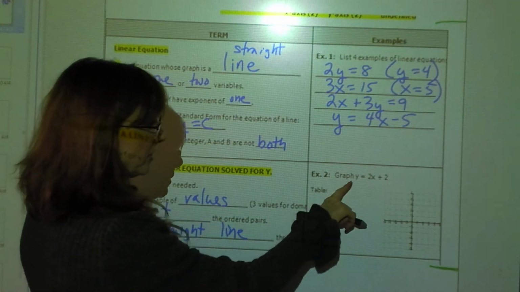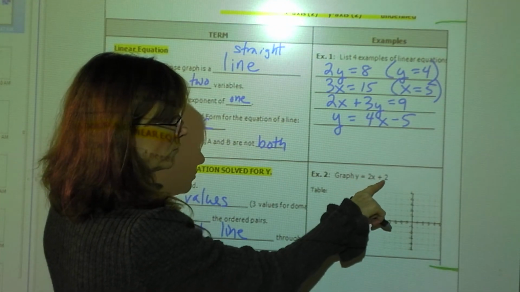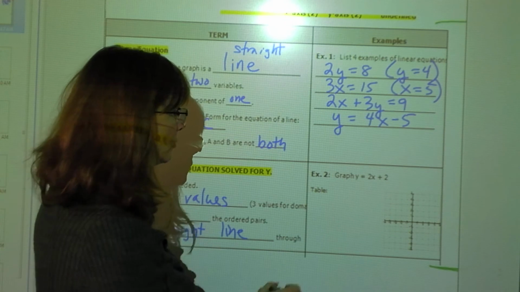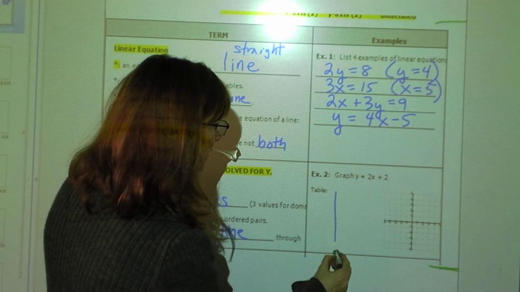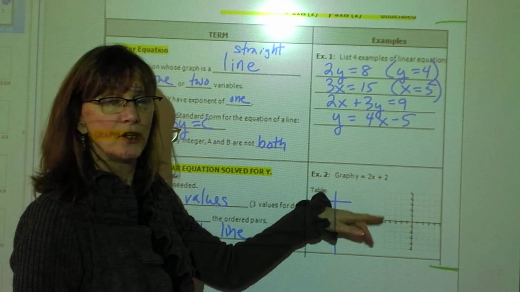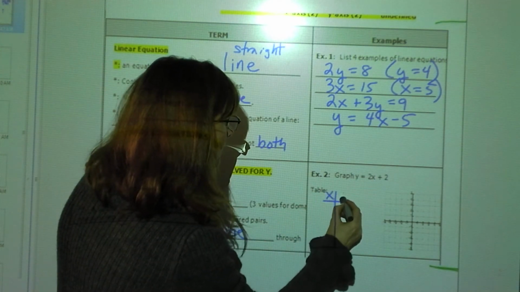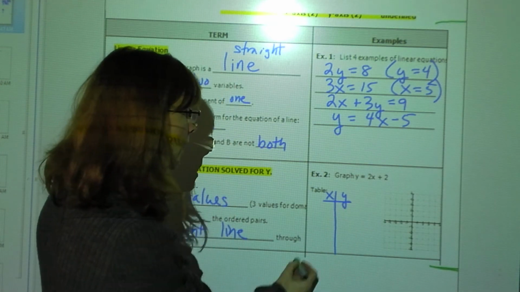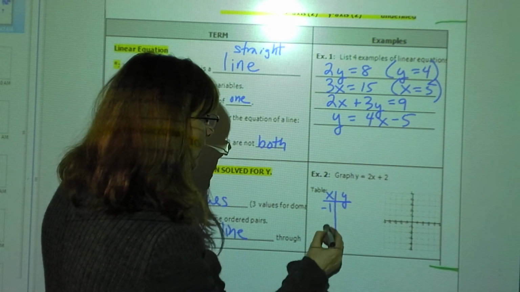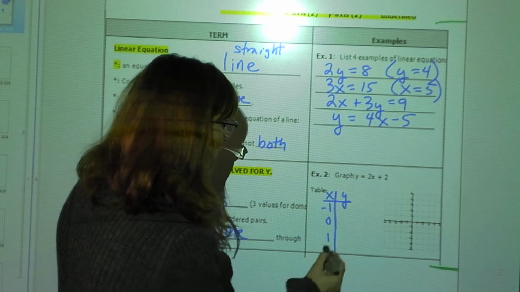So here's an example of a graph. See how y is already isolated for you? You have y equals 2x plus 2. So what we're going to do is make up a table of values. Now remember, x is your independent variable, so you can make up any value you want for x. So I'm going to let x equal -1, 0, and how about +1?